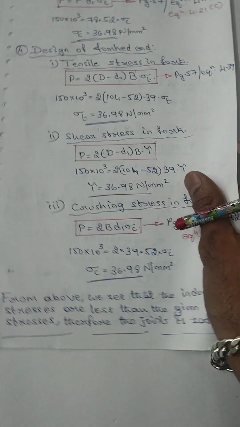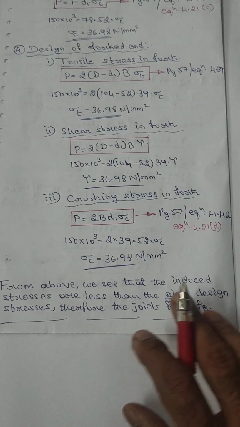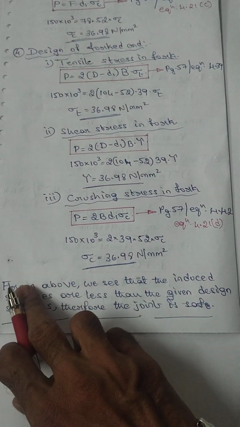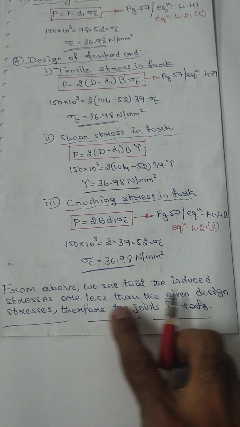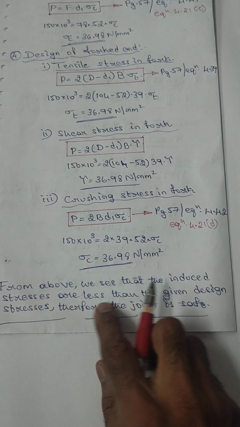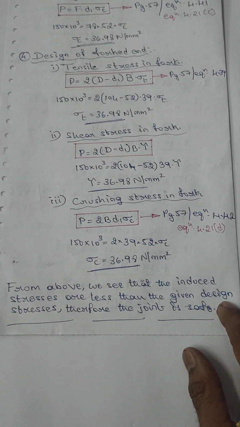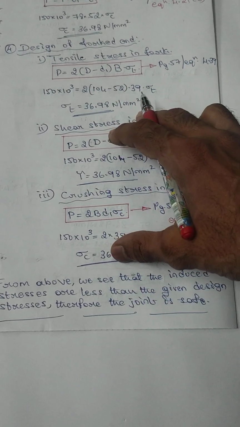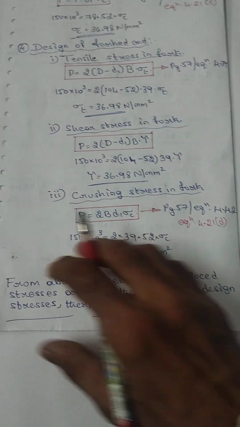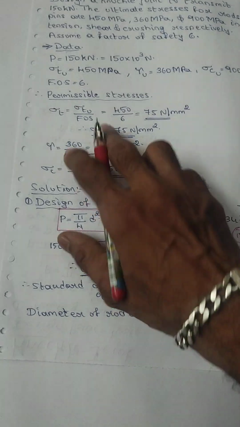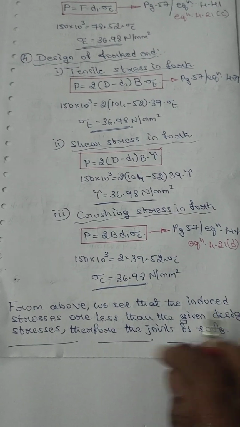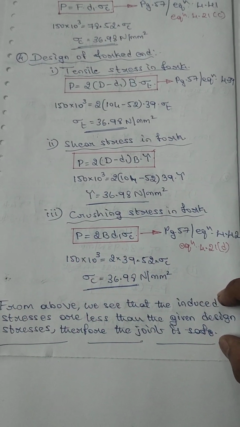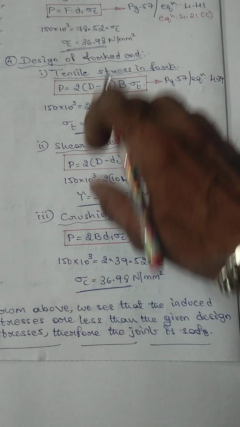At the end, what you have to write is very important. From the above calculation, we see that the induced stresses are less than the given stresses. Induced means what you have calculated; these stresses are less than the given stresses. Therefore, the joint is safe. You have to write this comment at the end of the entire solution.